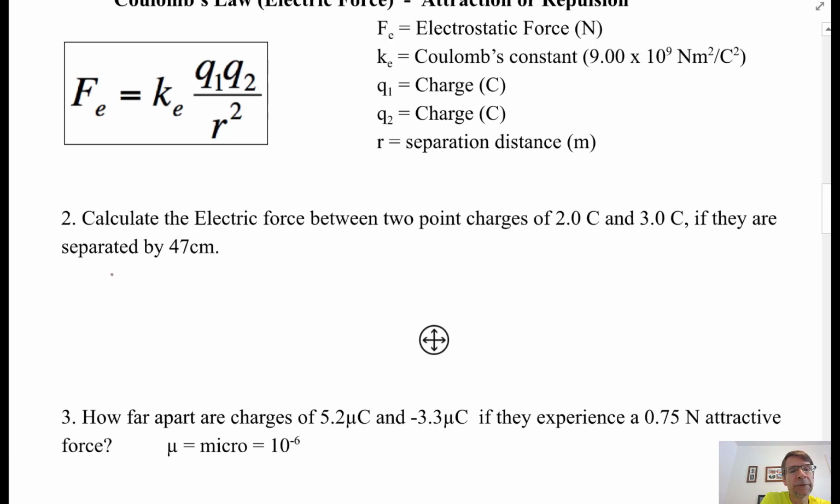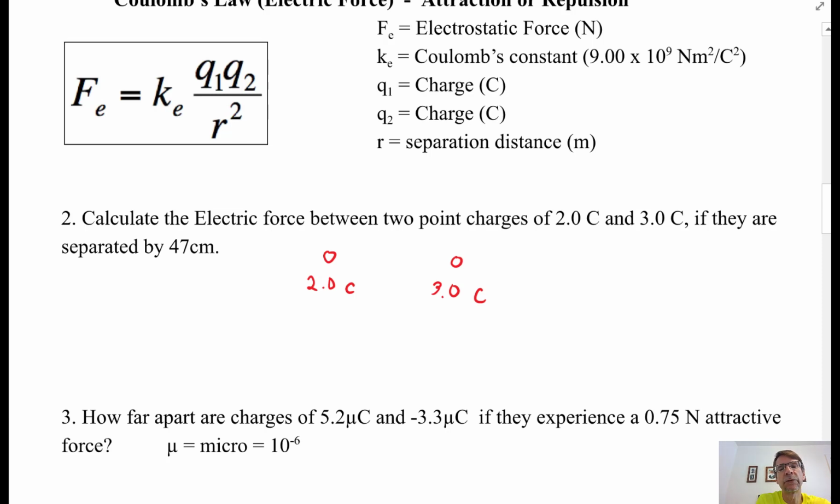Actually, I'm going to draw a little diagram here. So we have a 2 coulomb charge, 2.0 coulombs, and we have the 3 coulomb charge. They're both assumed to be positive, unless you're told otherwise. They're like charges, in other words. They're not the same size, but they're like charges.